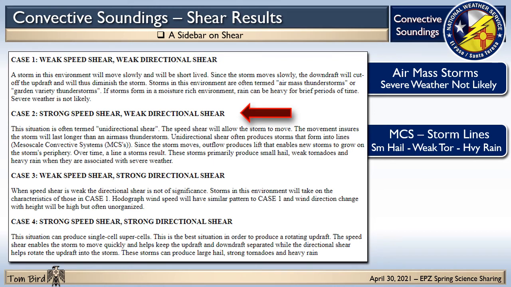Then if you have the strong speed shear, but the directional shear is weak, that's when you start to get more organization. You get longer lived storms, you get more of those MCSs, which develop into lines. That's when you get your hail, some weak tornadoes are possible, and possible heavy rainfall.